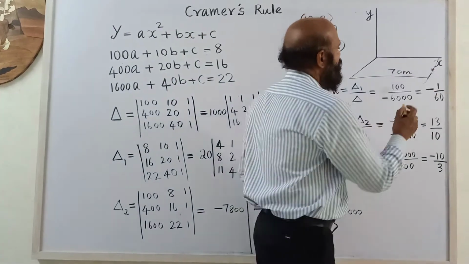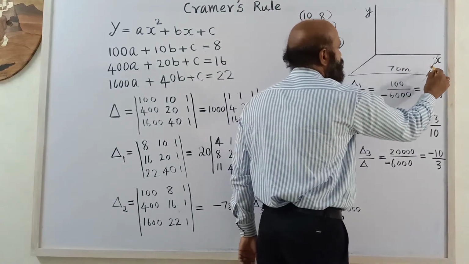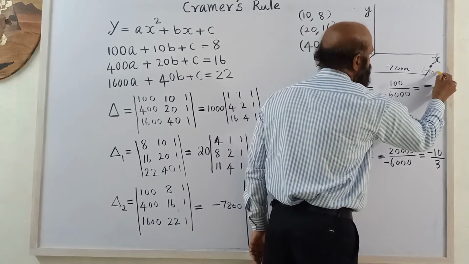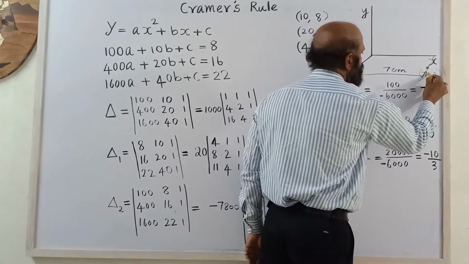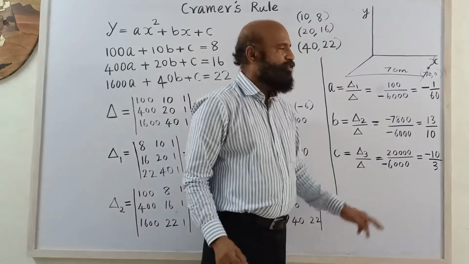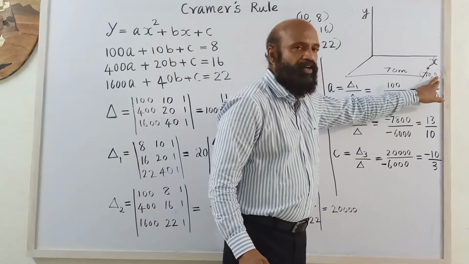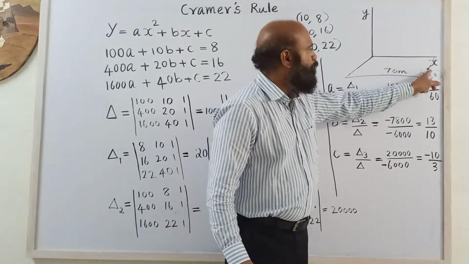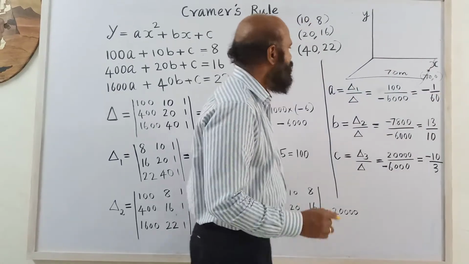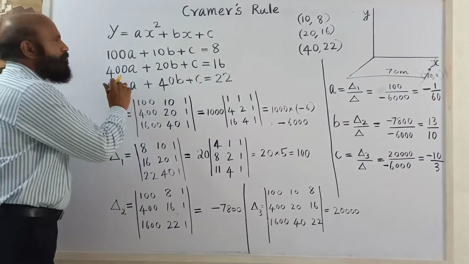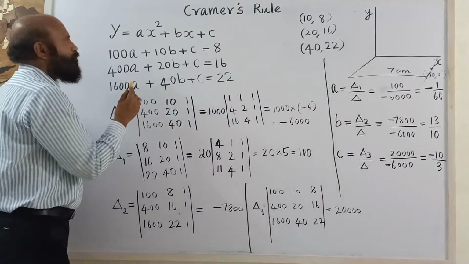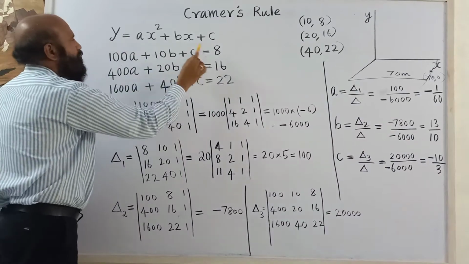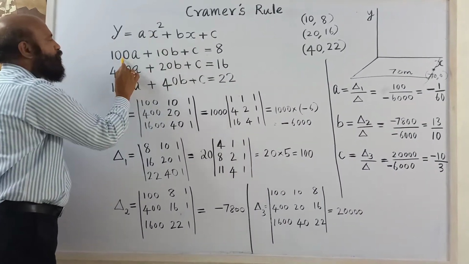The farthest point where the vertical plane is meeting the boundary is 70, 0. So when the ball is touching the ground, the y coordinate is 0. So this is the farthest point through which the vertical plane is passing. Now 3 points are given. So substitute for this x 10, y 8. When you substitute x 10, 10 square is 100.